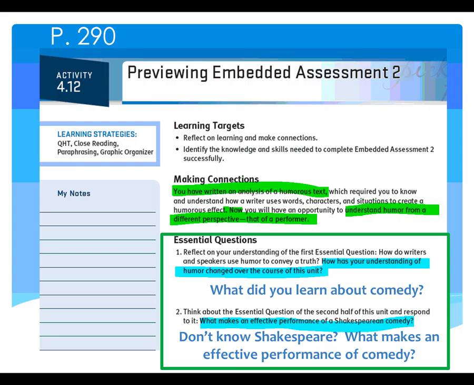Now, the second essential question is definitely geared towards the second half of our unit. It's asking what makes an effective performance of Shakespearean comedy. All right, but here's another question to consider, especially if you're going, what the heck does Shakespearean comedy mean? What exactly makes an effective performance of comedy in general? What do actors and comedians do in their performance that makes it funny? Just go ahead and write down what you know. Then you can make notes. It doesn't have to be a complete sentence.